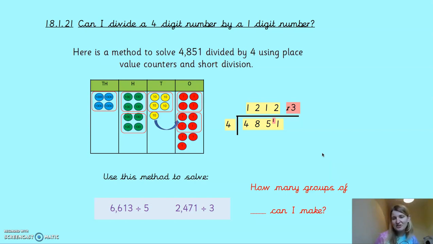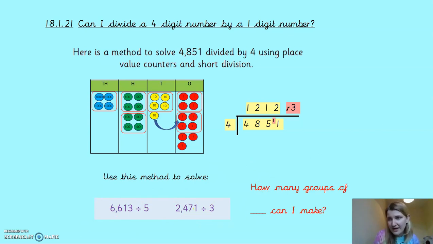Okay, so can you pause me here? Have a go at these 2 questions. Use this method, either the place value counters or just straight up the formal method for solving these questions down here. Okay, have a little go.